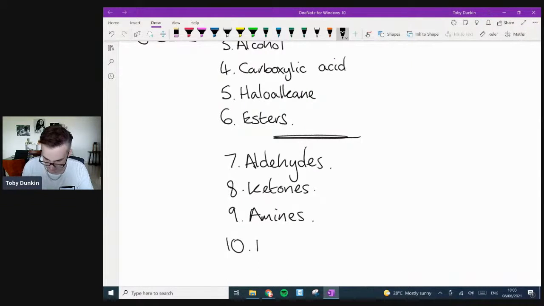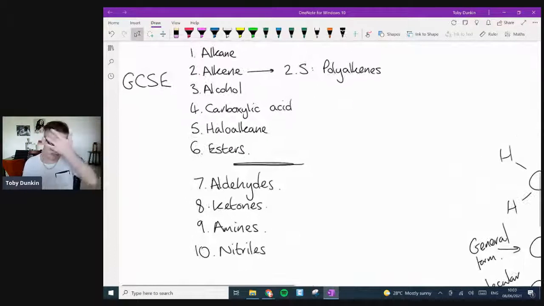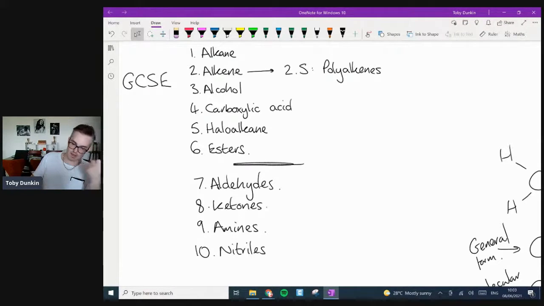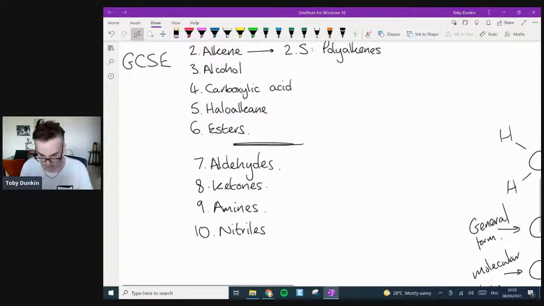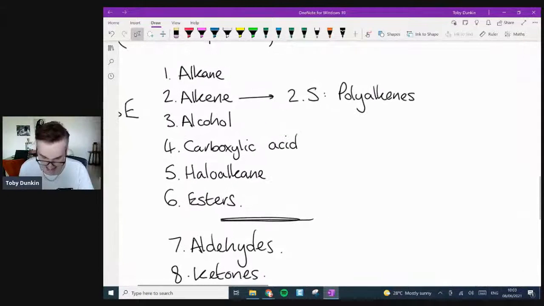Ketones. Number 9. Amines. Nitriles. Are there any I have forgotten? The annoying thing is I think I have forgotten one, because esters technically are A2. You pick up esters at GCSE and then you don't revisit them until you get to A2. Very strange. Which means I'm missing a family. Think, Mr. Duncan, think. Oh, cyclos. You need that for GCSE.